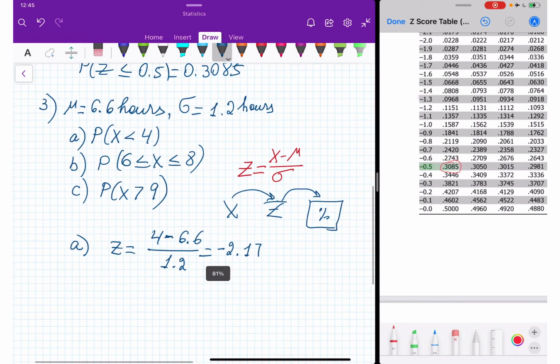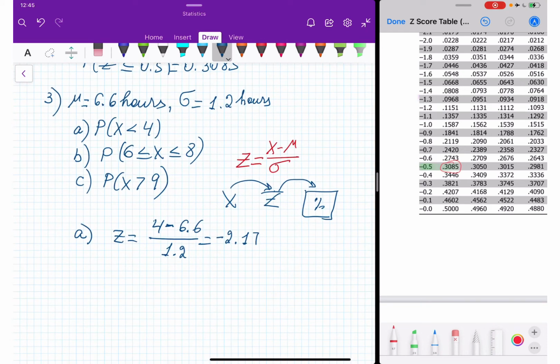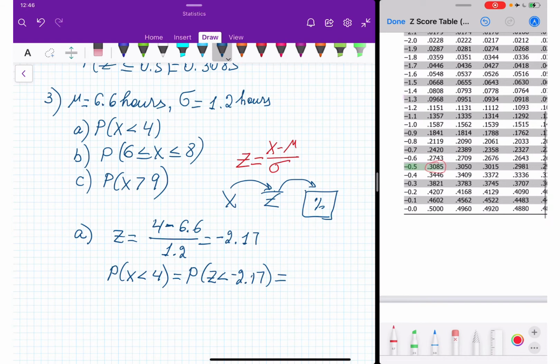Okay, so once we have the probability of z-score equal to negative 2.17, then we can say the probability of x less than 4 is going to be represented by the probability of the z-score that matches negative 2.17, right? And that is equal to, let's find the z-score for negative 2.17.